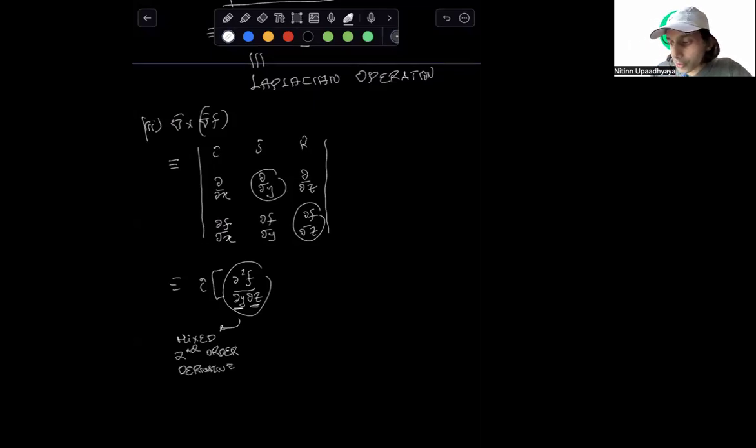All right, so the first term we obtain is ∂²f/∂y∂z minus ∂²f/∂z∂y. The only difference between this term and this term is the order of operation, the order of taking the derivative with respect to z and y has been interchanged.